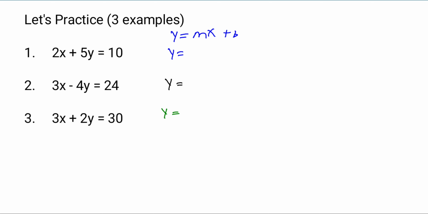So to get the b value, remember, I'm just going to move those under here like this. So 5 under 10, 5 is now the denominator, so 10 over 5 is 2. 24 over 4 is 6, but it's a negative 4, so it's going to be a negative 6. And then 30 over 2 is going to give me 15. That's how easy I can get those y-intercepts, right? So I'm going to have a plus 2, a minus 6, and a plus 15.